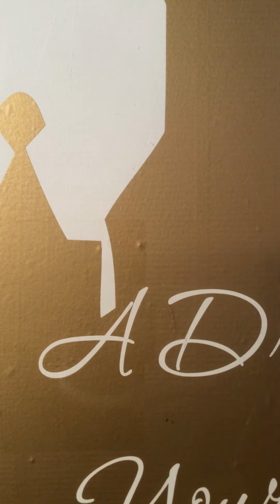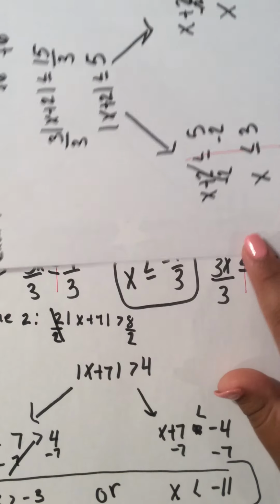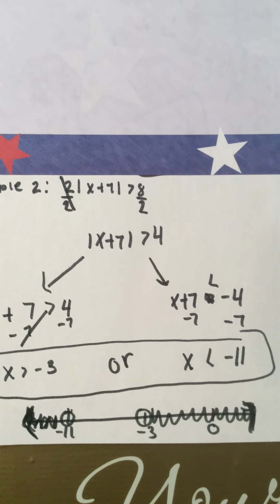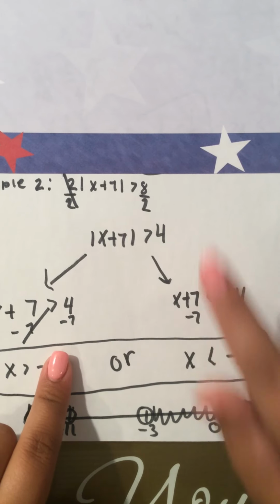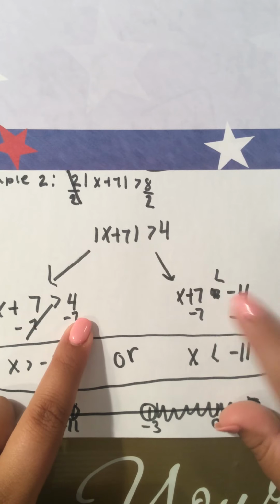So for example 2, for our recap, get the absolute value by itself. Let's cover this one up. Oops, sorry guys, there's a lot going on. Get the absolute value by itself, whether it's multiplying, dividing, addition, or subtraction. Get it by itself and then split it up. Once it's by itself, split it up into 2 parts. Now, because this is greater than, we have to change this one to less than. So 1 greater than, 1 less than.